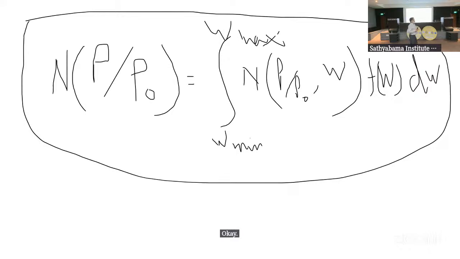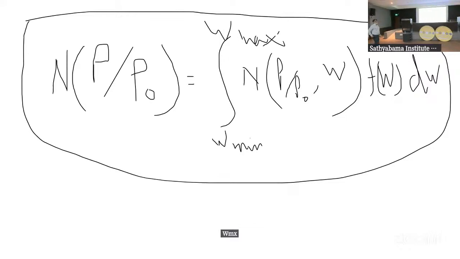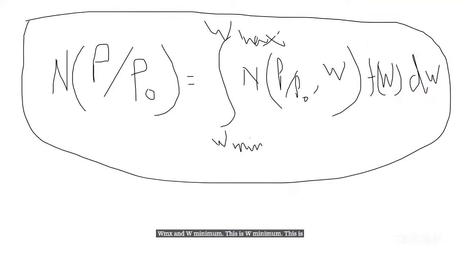F(W) is your pore size distribution function, and it's integrated from minimum pore size to the maximum pore size, W max and W minimum. This is how it is written.